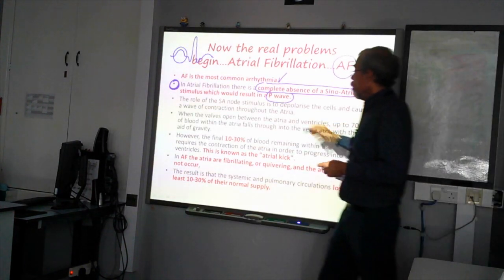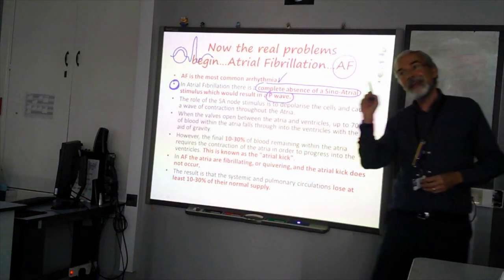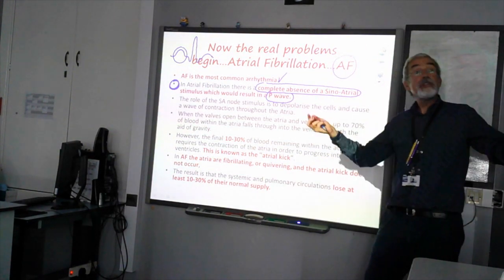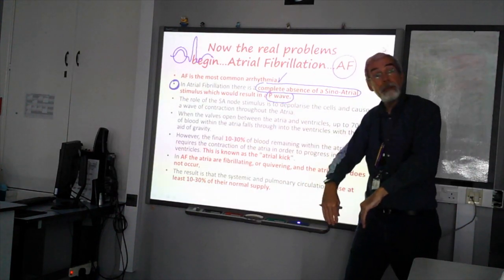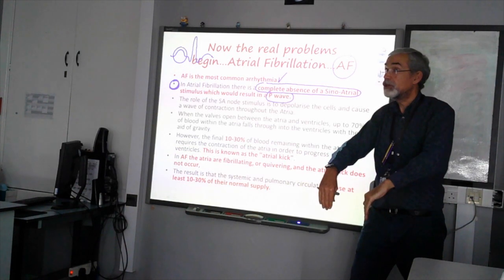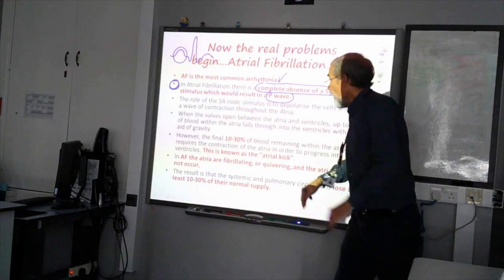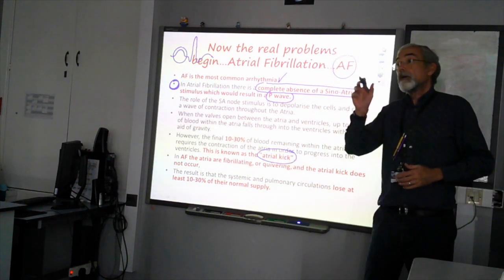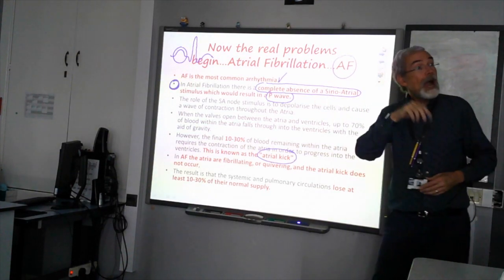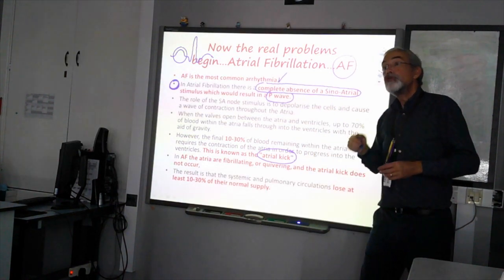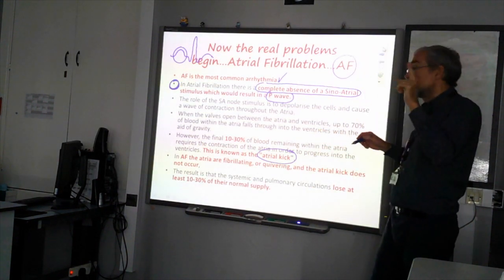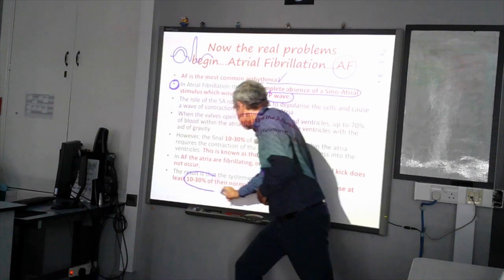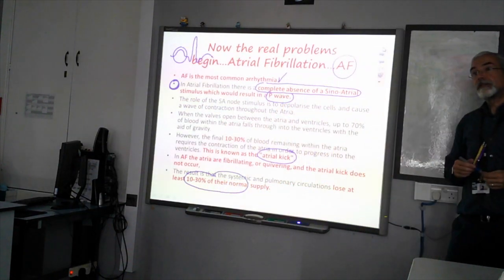So we already know that if the heart was working correctly, that P wave would result in depolarization of the atria. It would result in blood being forced through into the ventricles. Around 10 to 30% of ventricular filling is due to the atria contracting, and that's known as the atrial kick. So you now know if there is no P wave, you don't get an atrial kick, which means your circulation is deficient in oxygenated blood by at least 10 to 30%.